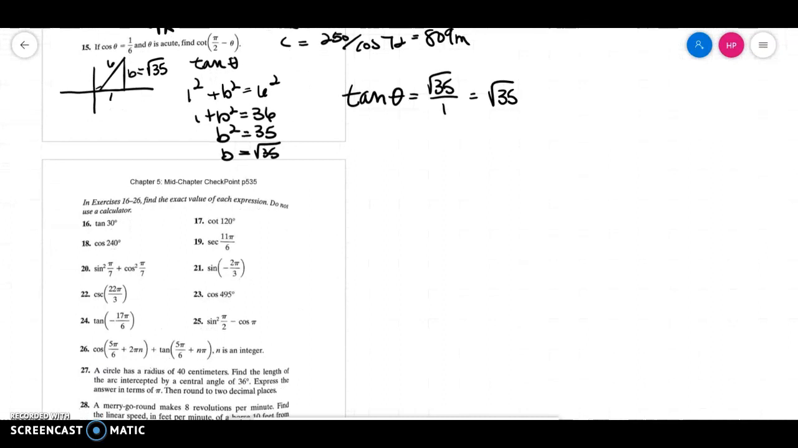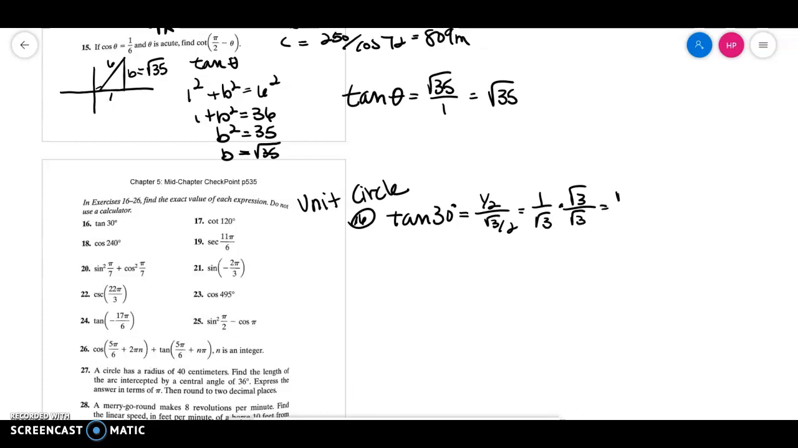This next set of problems, though, find the exact value. Do not use a calculator. This is where we need to simply look at the unit circle. So for number 16, a little bit of work because we have the tangent at 30 degrees. So y divided by x would be 1/2 divided by the square root of 3 over 2. And this, again, the work to rationalize the denominator, leaves you with the square root of 3 over 3 for that answer.